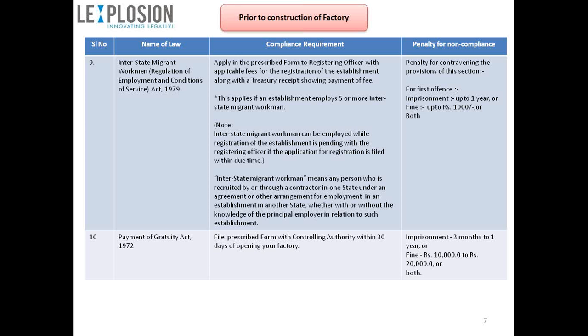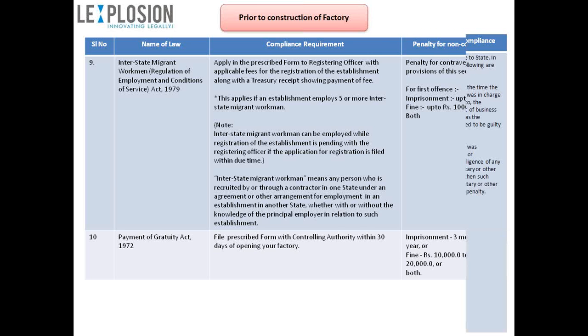Let's go on to the next law, the Payment of Gratuity Act. Under the Payment of Gratuity Act, you need to file a prescribed form with the controlling authority within 30 days of the opening of your factory.